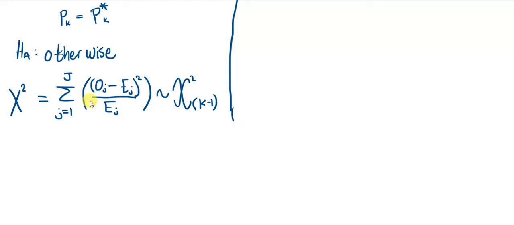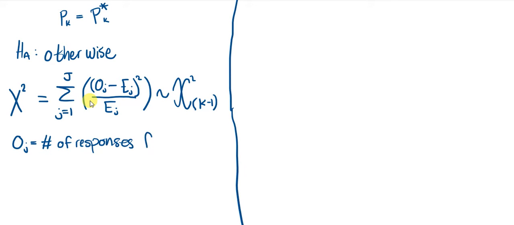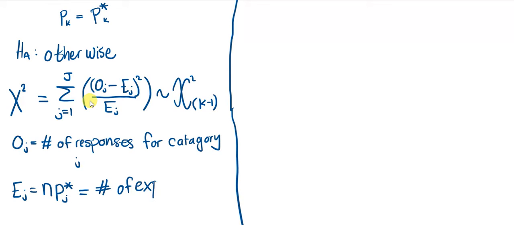Now in this notation, Oj is the number of responses for category J, and Ej is equal to N, which is the total number of observations that we have, times Pj star, which is the expected number of responses for category J.